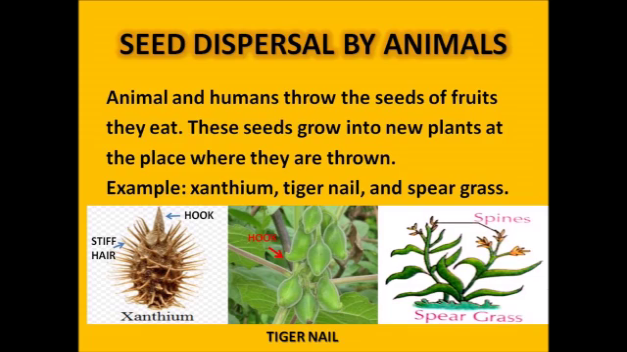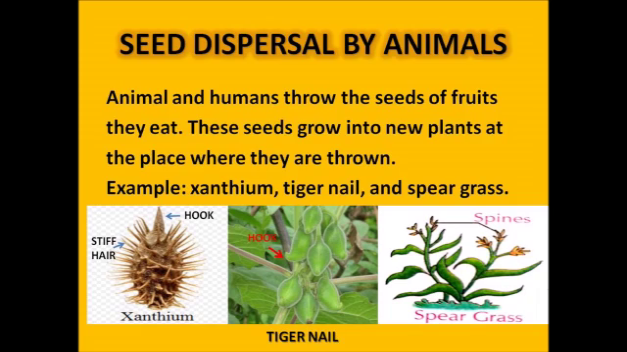We can give examples like xanthium, tiger nail and spear grass, which have hooks or spines on their body. These seeds stick to the bodies of animals and birds and then they are carried away from the mother plant.